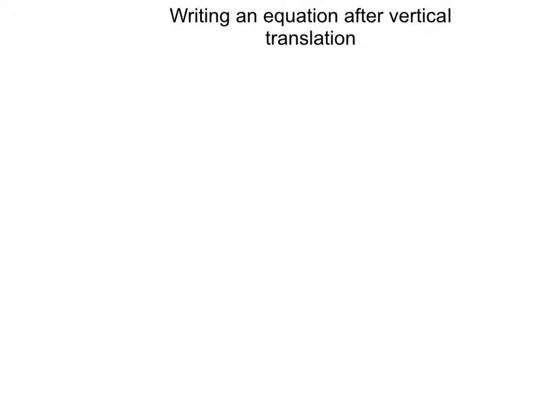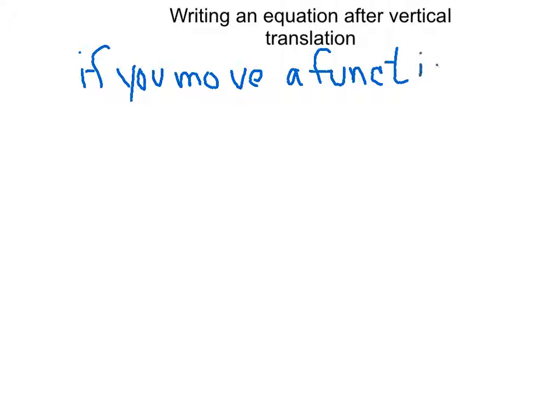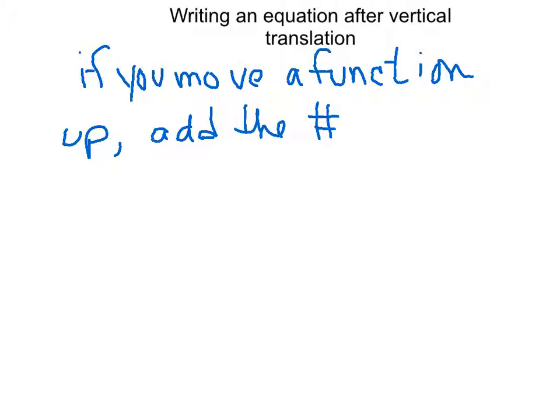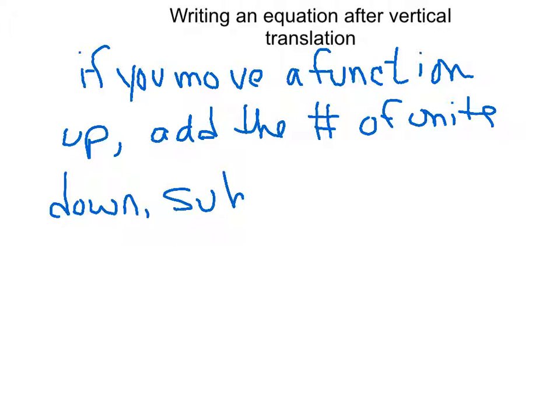The basics that this is balanced on is, so you want to write this in your notes, if you move a function up or down, it's just going to add or subtract a number to the equation. So if you move a function up, add the number of units to the equation. If you move it down, you're going to subtract the number of units.